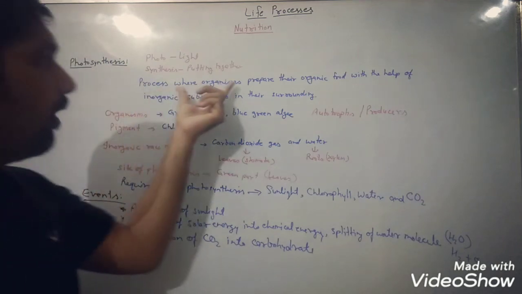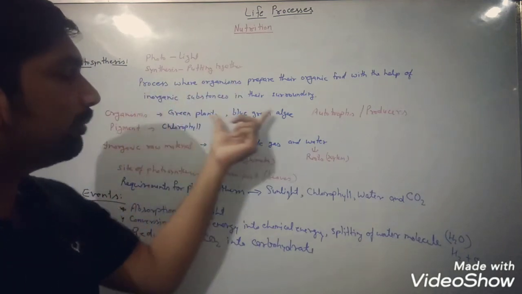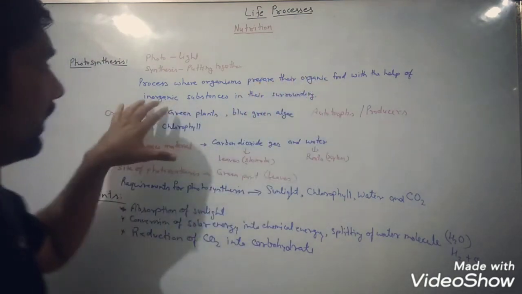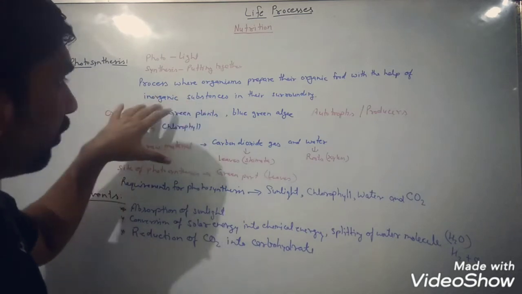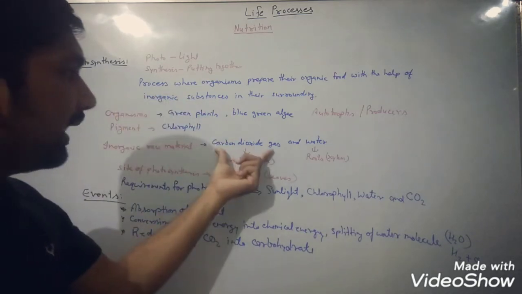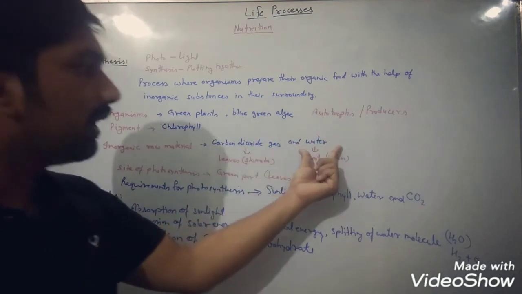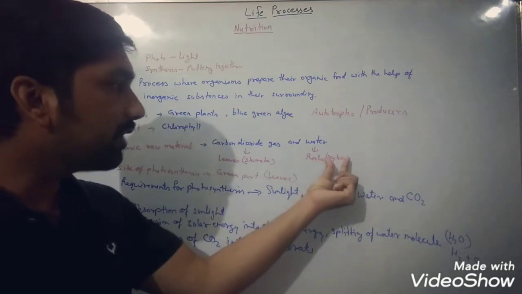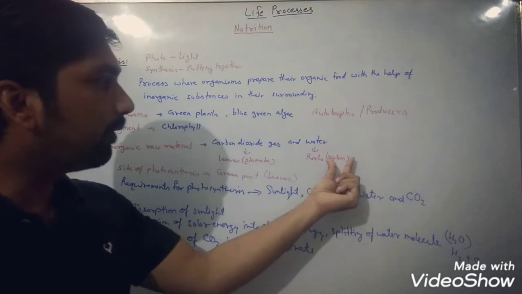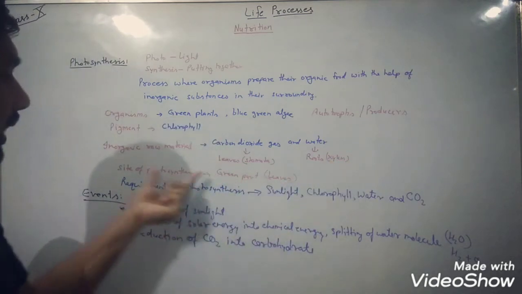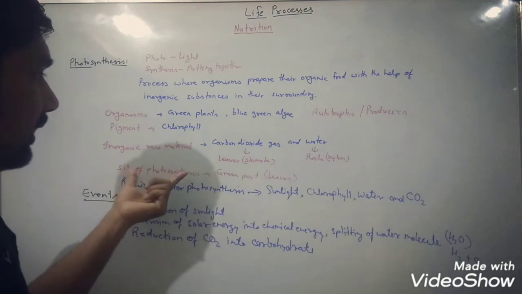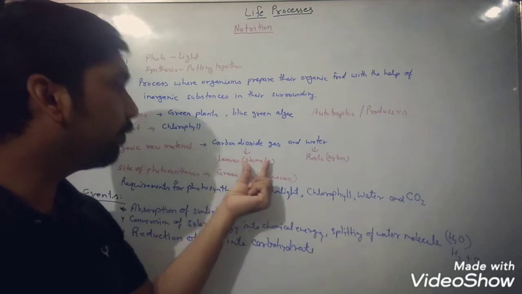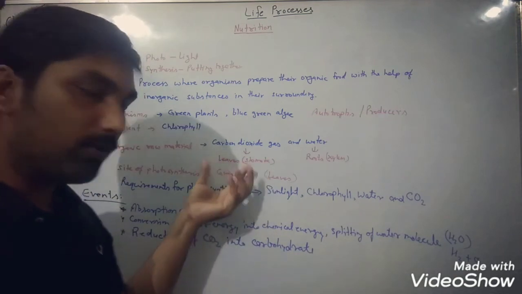It is a process where organisms, mainly green plants and blue-green algae, synthesize their organic food with the help of inorganic substances. And these inorganic substances are what? Carbon dioxide gas and water. This water is absorbed from soil with the help of roots, and it is transported up to the leaves with the help of xylem vessels, because leaves or the green parts are the sites for photosynthesis, and this carbon dioxide gas is absorbed mainly through the stomatal pores that are present in the leaves.